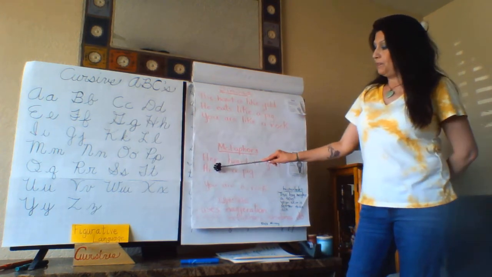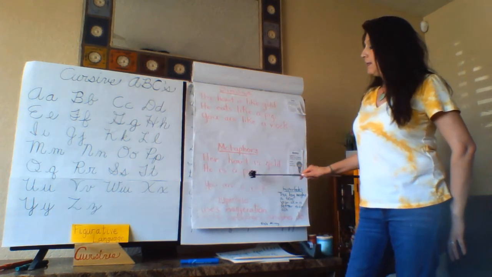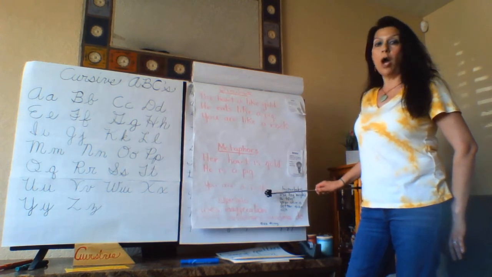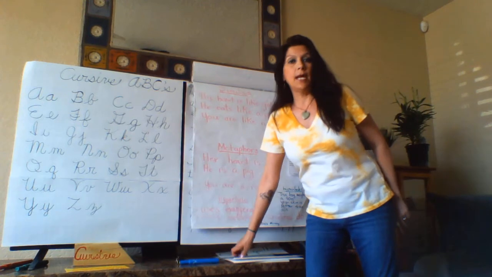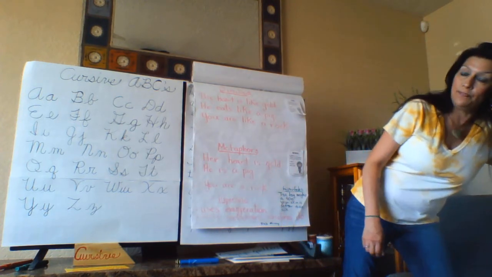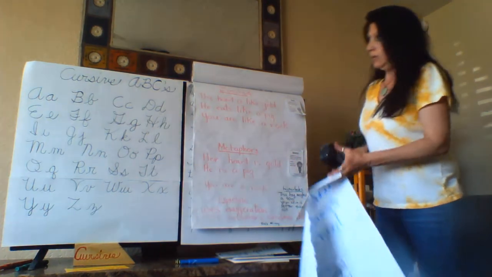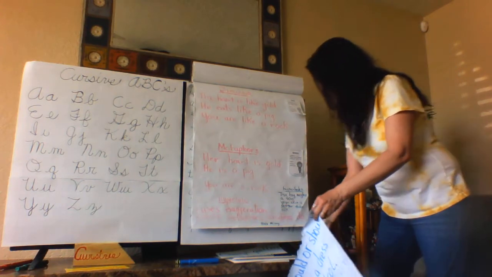Here's some examples. Her heart is gold. He is a pig. You are a rock. All right. The next type of figurative language I'd like to share with you is personification. So I'm going to go ahead and lay this on the side, probably over the cursive, so you can see the definition of this one.